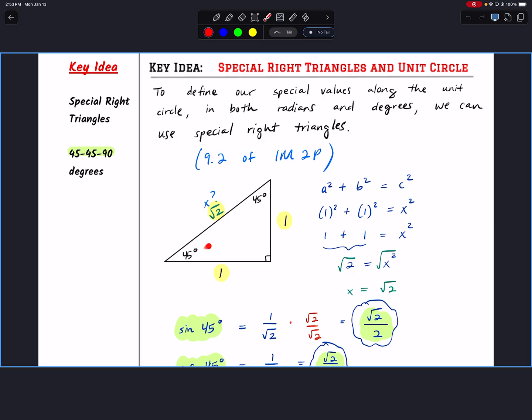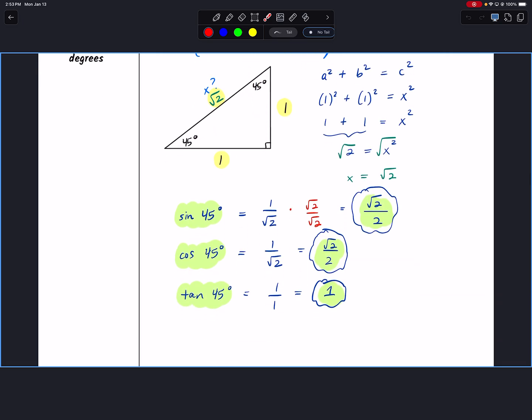The reason why I picked this one is because along our unit circle, we have angles that are triangles that are 45, 45, 90. So what you guys have to remember is, and we didn't mention this because class ended, but notice that for cosine and sine, guys, the cosine and sine of 45 degrees are both the same. Okay? Tangent of 45 degrees is 1.